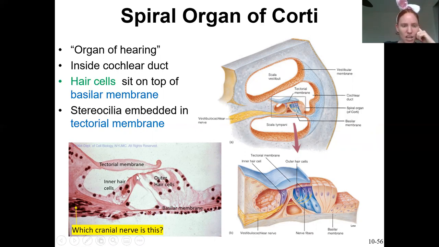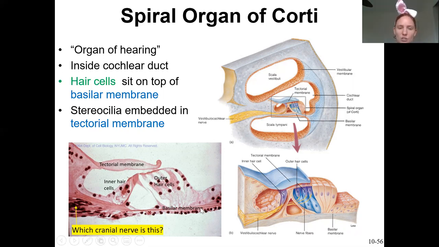Okay, so here we have the hair cells with their stereocilia. Sitting on top is another kind of jelly-like membrane. This one's a little stiffer though. This one is called the tectorial membrane. So the stereocilia of the hair cells are going to be embedded into the tectorial membrane.